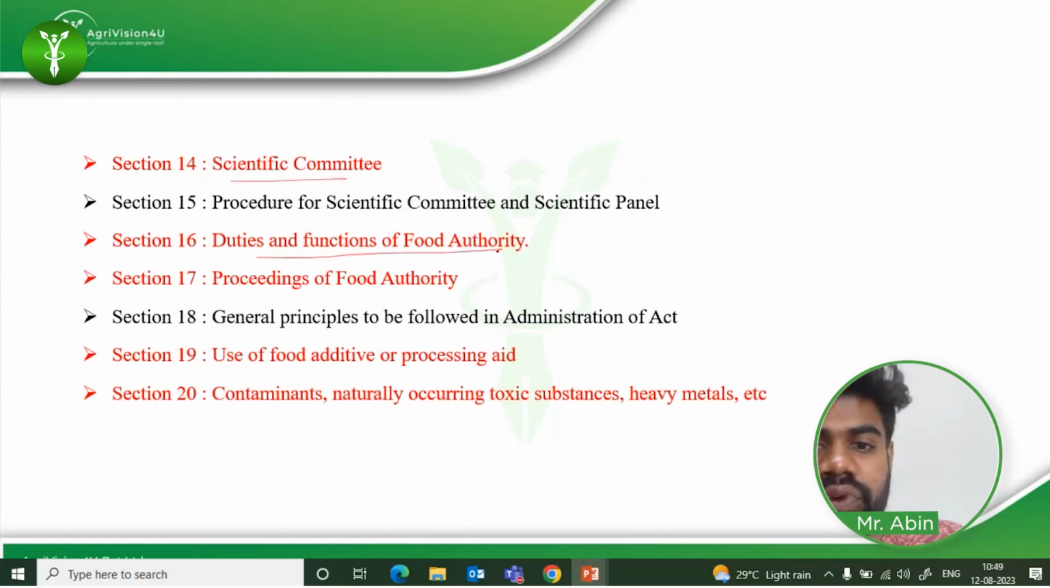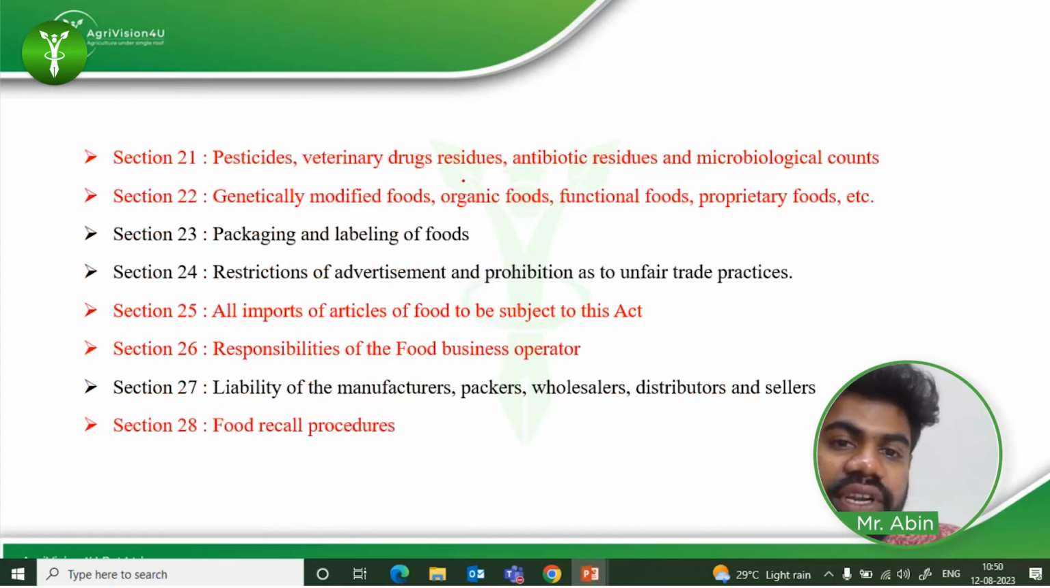16, duties and functions of food authority. 17, food authority proceedings, use of additives. 18, 19, contaminants, notes, heavy metals. 20, pesticides, veterinary drugs. 21, GM food, organic food. 22, 25, import. 26, responsibility of FBO.